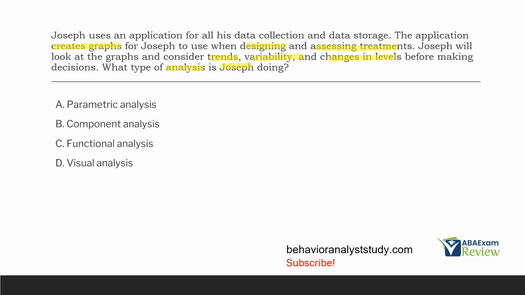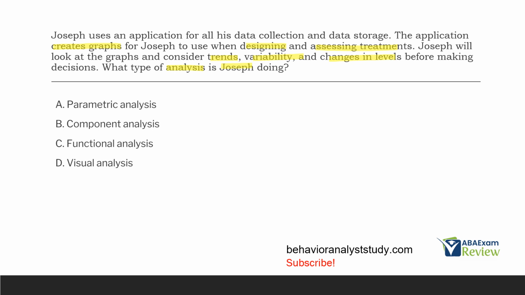A, parametric analysis. What is a parametric analysis? Parametric analysis examines the dosage, right? How much of an intervention do we need? So if we were to identify differential reinforcement as our primary intervention, and we want to know how much reinforcement we need, we might conduct a parametric analysis, right? 5 tokens versus 6 tokens versus 7 tokens. It's not what Joseph is doing here.